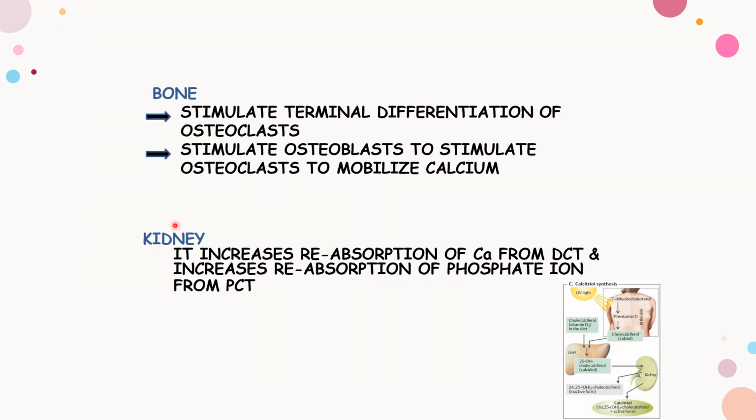So that is the effect on GIT, and its effect on bone. It stimulates terminal differentiation of osteoclasts, and it stimulates osteoblasts to mobilize the calcium. It stimulates the osteoblasts to stimulate the osteoclasts, which further mobilize the calcium, that is by resorption. And on kidney, it increases reabsorption of calcium from DCT, that is distal convoluted tubule, and increases reabsorption of phosphate ion from proximal convoluted tubule. So finally, it helps in the reabsorption of calcium, so that it increases the level of calcium.